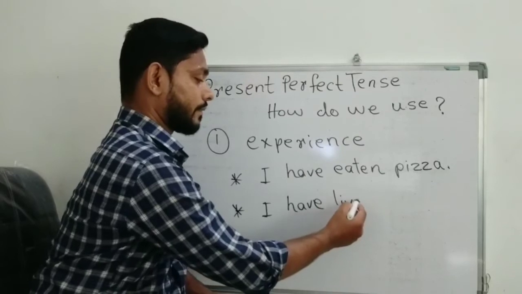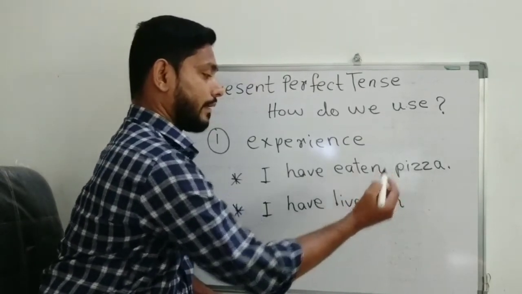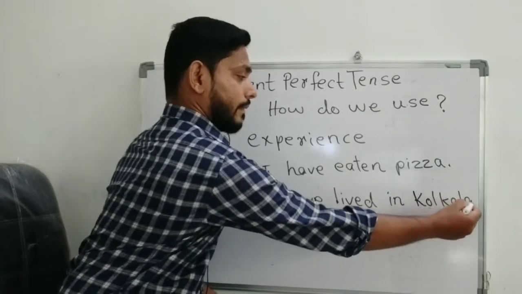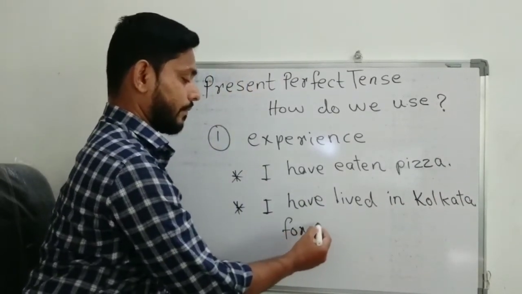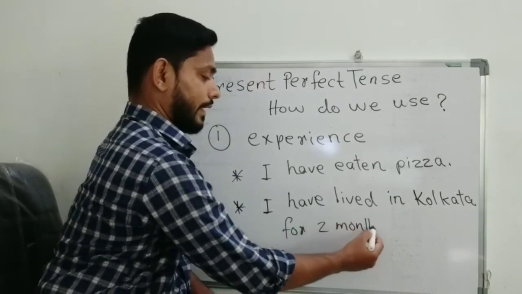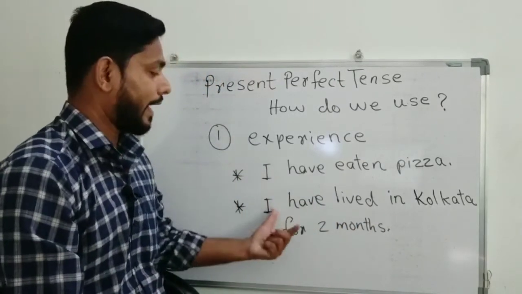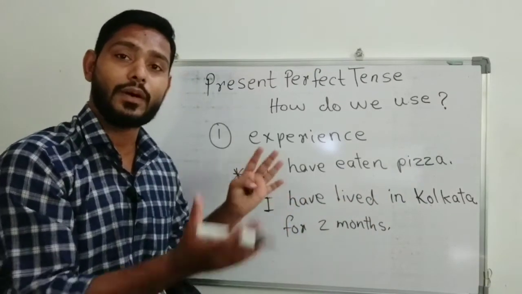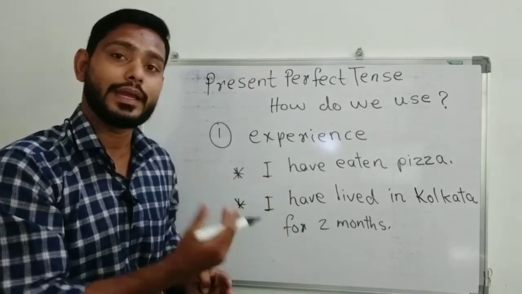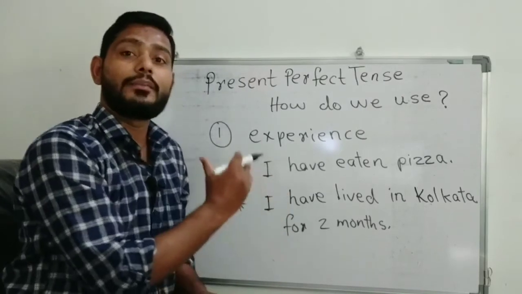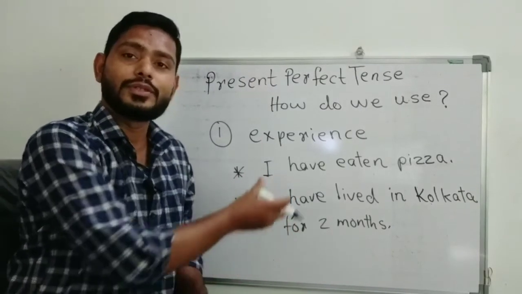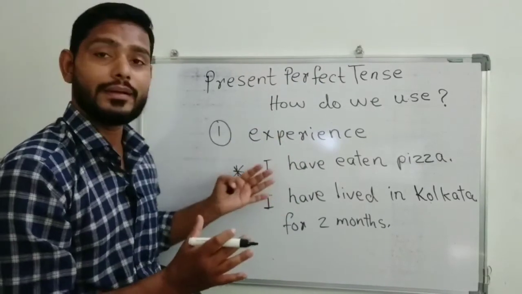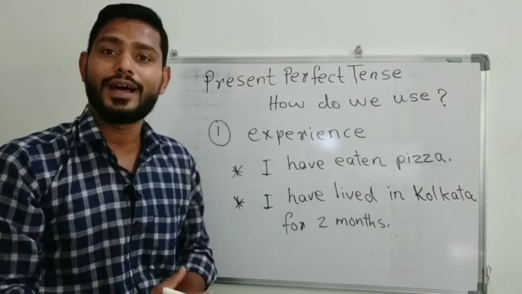I have lived in Kolkata for 2 months. Here this sentence structure is in present perfect: I have, and the past participle form of the verb, lived. I have lived in Kolkata for 2 months means this is an action that's already done, but still it has some experience and memory in my head. So that's why it relates to present perfect. I have lived in Kolkata for 2 months. So these are two examples, and there are many examples that you can make yourself to talk about experience. Hope this is clear, the first usage of present perfect tense, to talk about our experience.